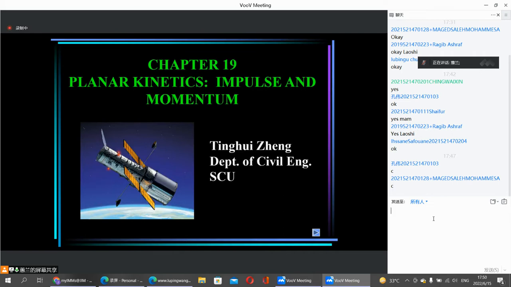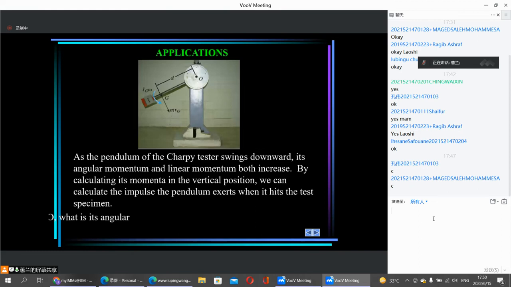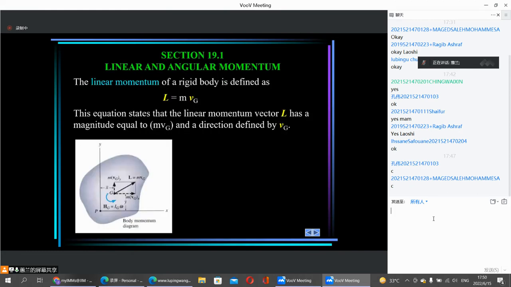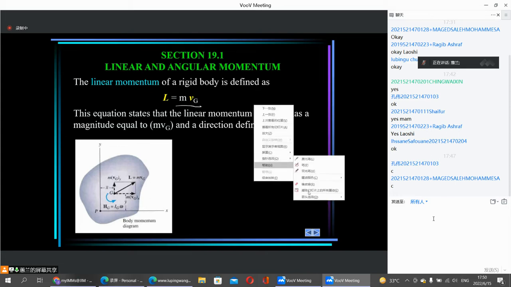Impulse and momentum we have learned for a particle, but here it is a rigid body, because sometimes we need to figure out the time. So we need to use the principle of impulse and momentum. First, the definition of linear and angular momentum. The linear momentum for a particle is equal to mv, right? Here, for a rigid body, the linear momentum is equal to m vG. vG is the velocity of its mass center, or gravity center.